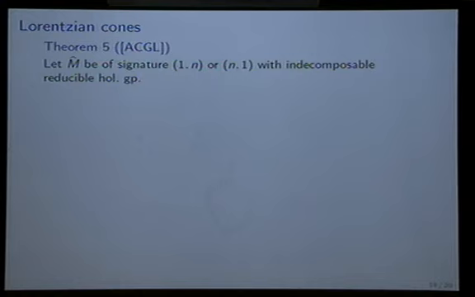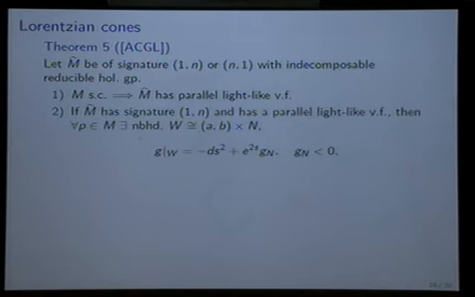And here we have the following result. If we assume that the cone is of signature 1n or n1 with indecomposable but reducible holonomy group, then, first step is to remark that if M is simply connected, then the cone has a parallel light-like vector field, so not only a parallel light-like line, but really a parallel vector field. And we have 2 cases, either the signature of the cone is 1n or n1.